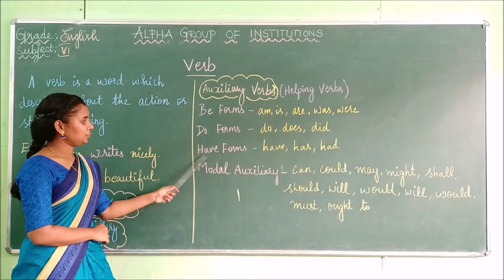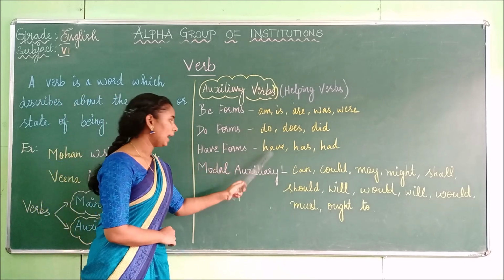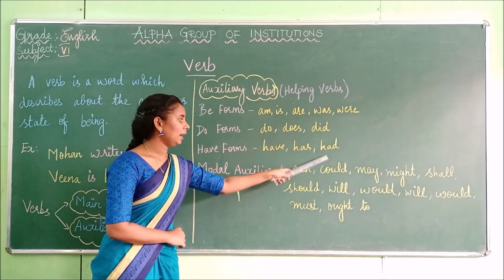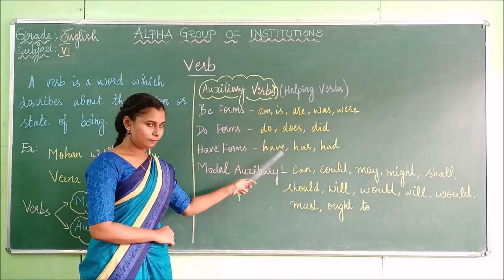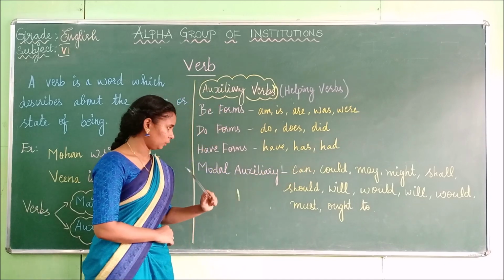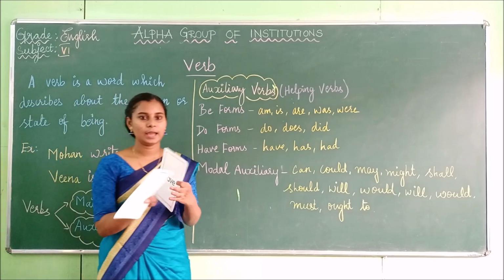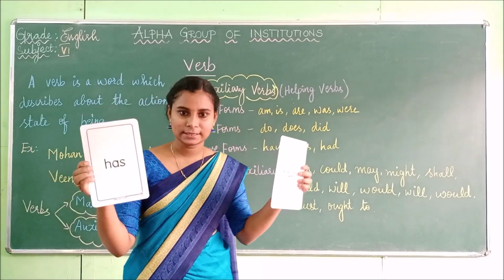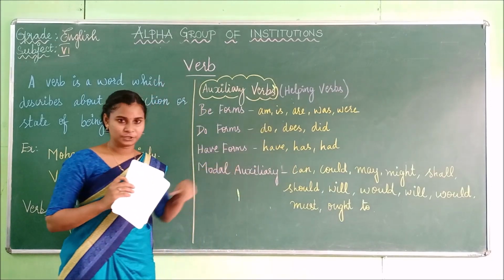Now we will see the have forms. What are the have forms? Have, has, had. Have and has denote the present form of the verb, and had denotes the past form of the verb. So has and have, all of these denote the have forms.